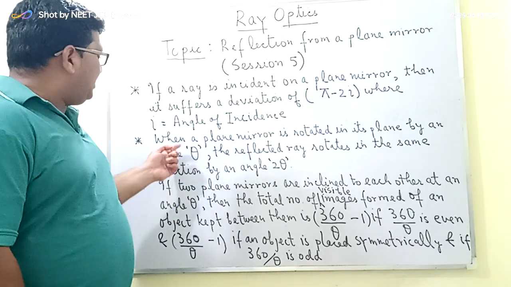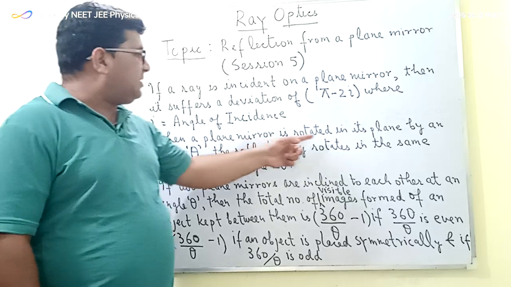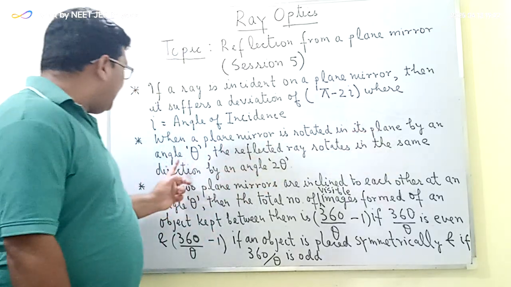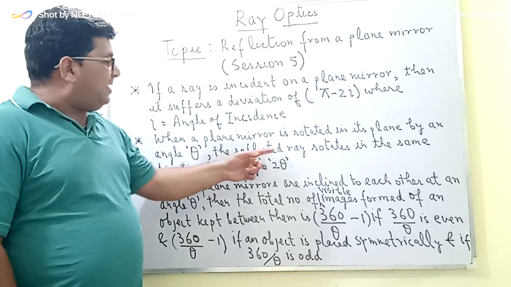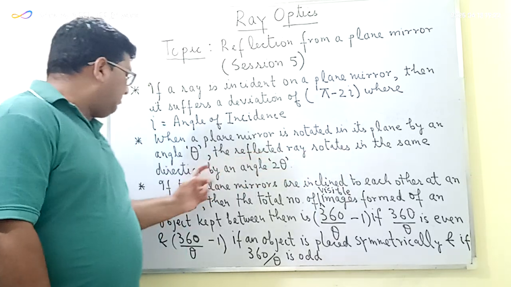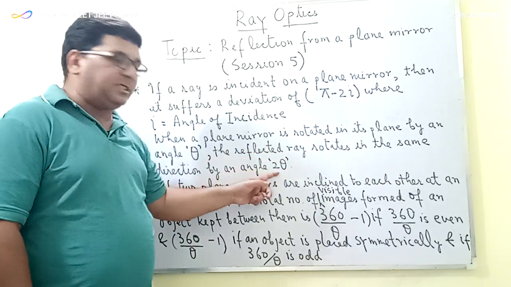The second important point is that when a plane mirror is rotated in its plane by an angle theta, and the object is fixed, then the reflected ray rotates in the same direction by an angle 2 theta.